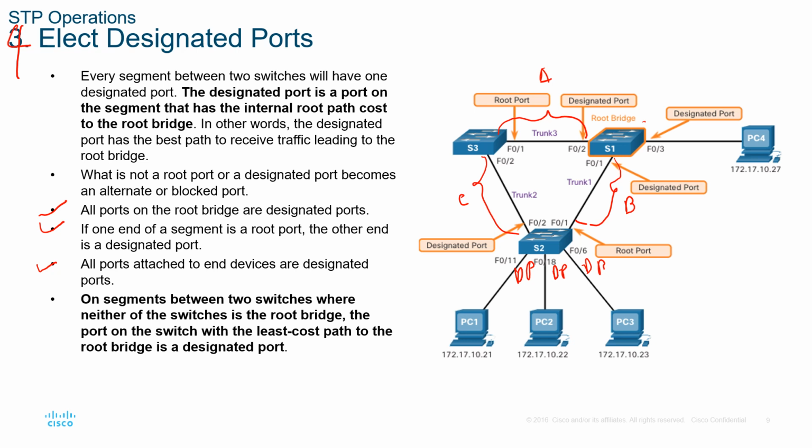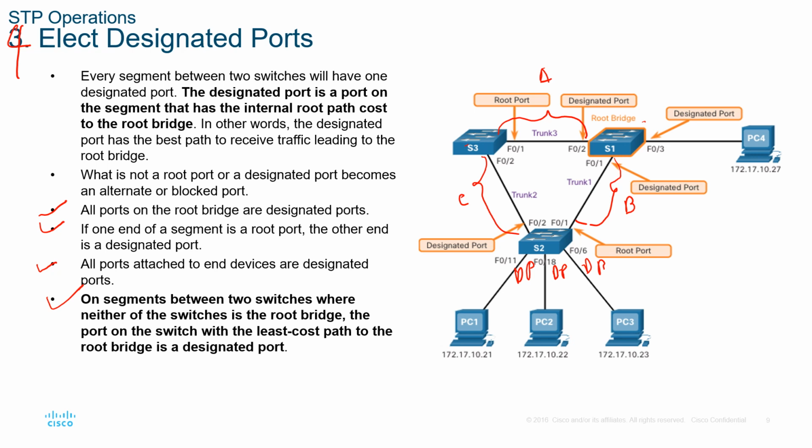So segment C is the only segment between the switches here that has neither root port nor root bridge. So in this case, I will just read this statement: the port on the switch with the least cost path to the root bridge is the designated port for the segment. So for example, in this figure, both S2 and S3 have the same path cost to the root bridge. S3 going to S1 is 19, S2 going to S1 is also 19. So they have the same path cost.